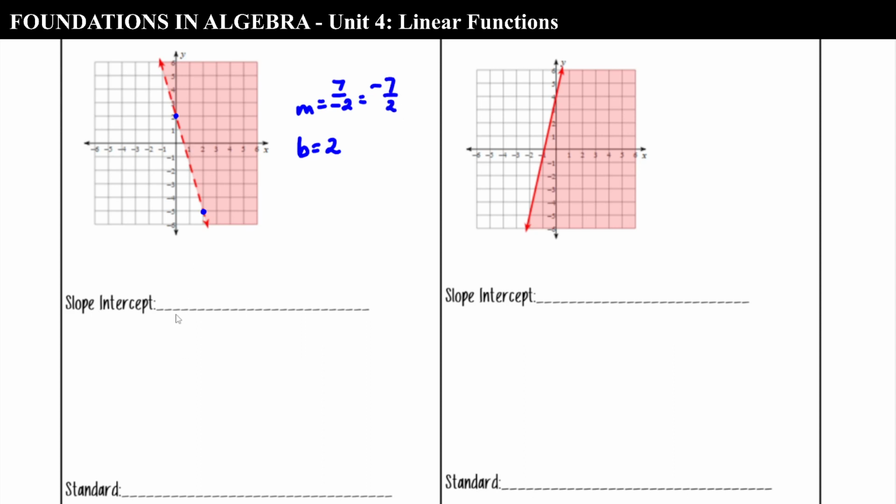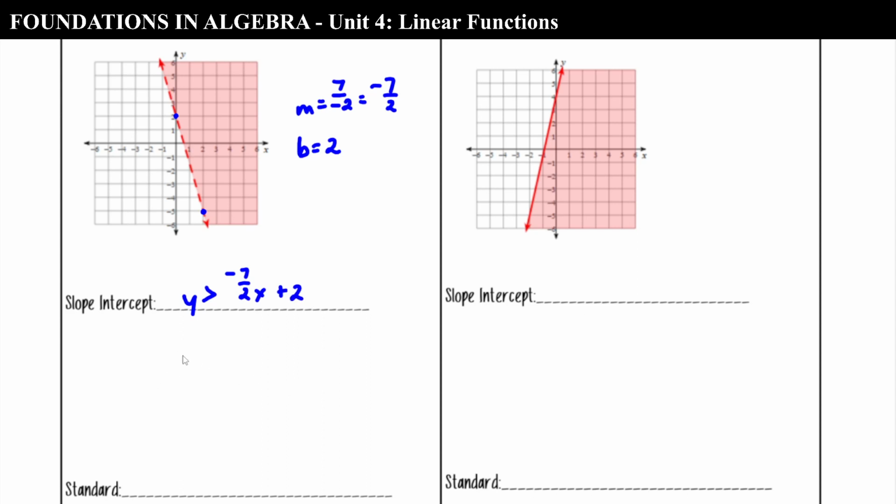So we're going to write our slope-intercept form of our inequality. Y is, since we are shading above, going to be greater than. And since it's a dashed line, there's no equals to part. There's only equals to when it's solid. And then we write the rest: negative 7/2 x plus 2.